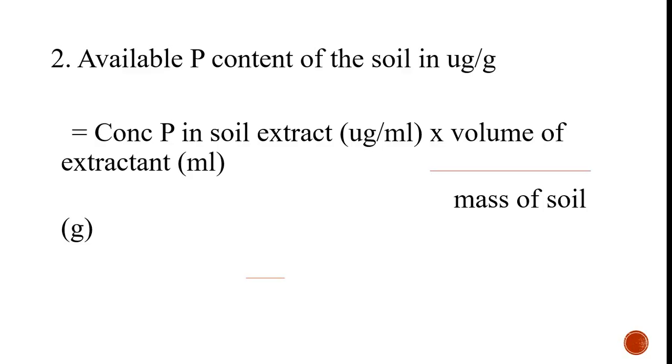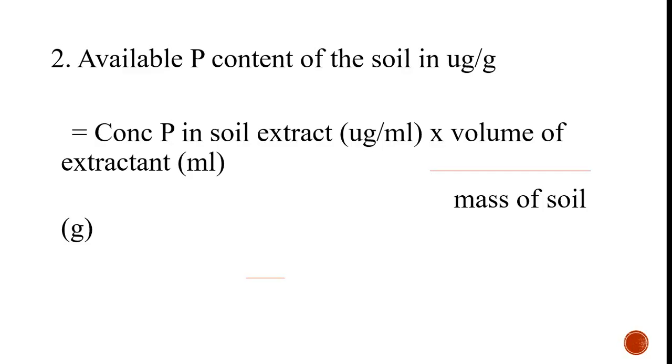So you first calculate the ratio of the volume of the extractant and the mass of the soil. Then we multiply it by the concentration that we calculated earlier. So that is the formula. First we determine the concentration of the phosphorus in soil extract, which was determined in question 1, to be 8.08 micrograms per mL. Then the volume of the extractant was given in the question to be 20 mL. And the mass of the soil that was used for the experiment was 5 grams.